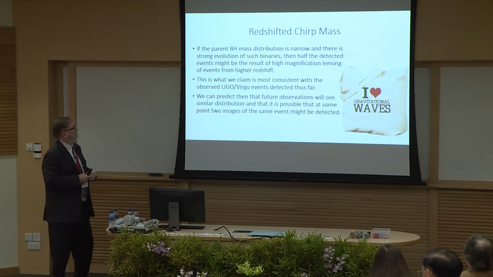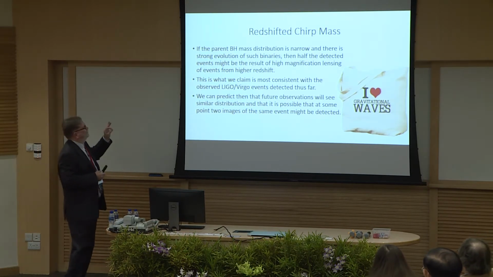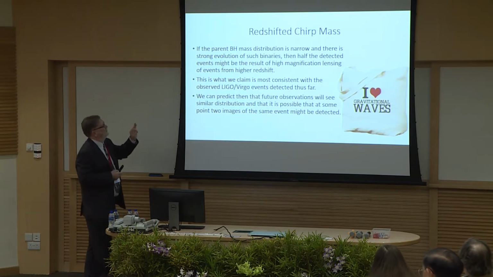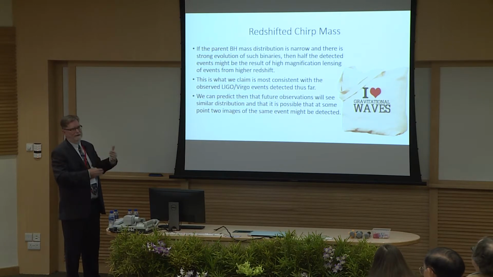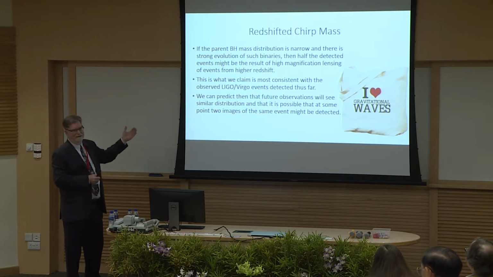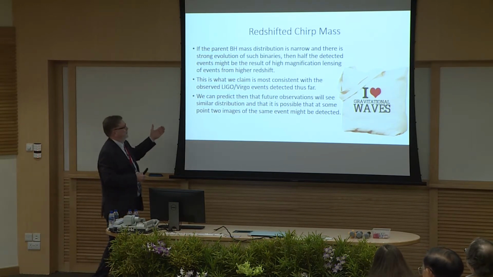So the redshifted chirp mass, if the parent mass distribution is narrow and there's strong evolution of the binary so they don't lag behind the formation, then these can come from high magnification, right?